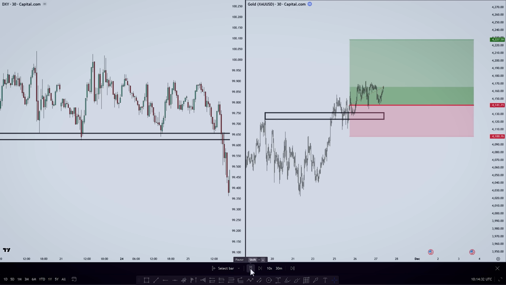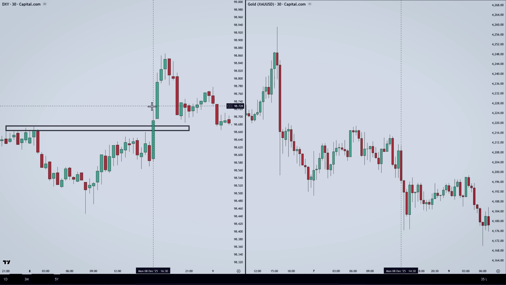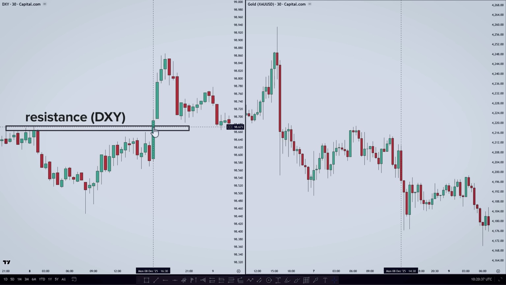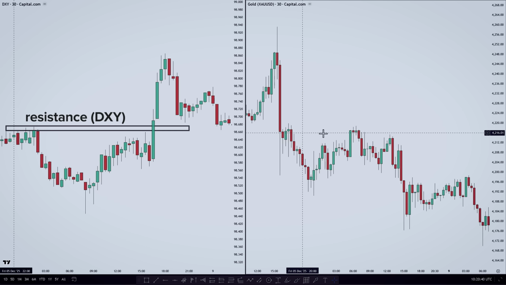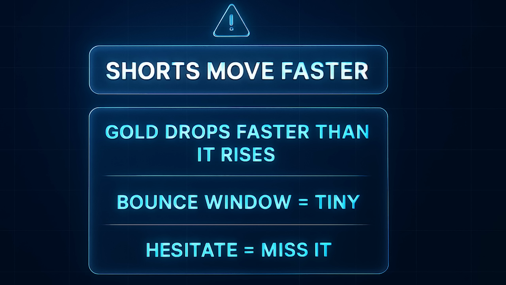Enough room to breathe. Target is the next resistance level on gold. Now let's flip it. Shorts are the same system, with one difference: speed. Gold drops faster than it rises, so that bounce window is tiny. If you hesitate, you miss it.